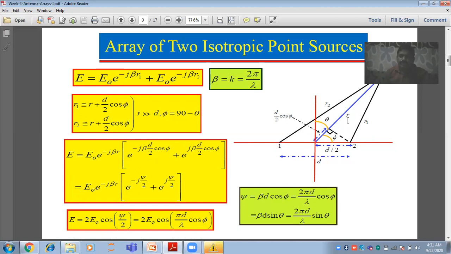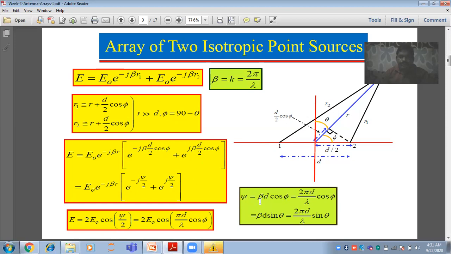Since the lengths of these two lines are not the same, the difference of the lengths of these two lines is nothing but the path length. So due to the difference of these two path lengths of these two radiations, automatically there will be some phase difference observed between the antenna radiations. That phase difference is represented by psi, that psi equal to beta d cos phi. The psi is nothing but the phase difference between the antenna radiations.